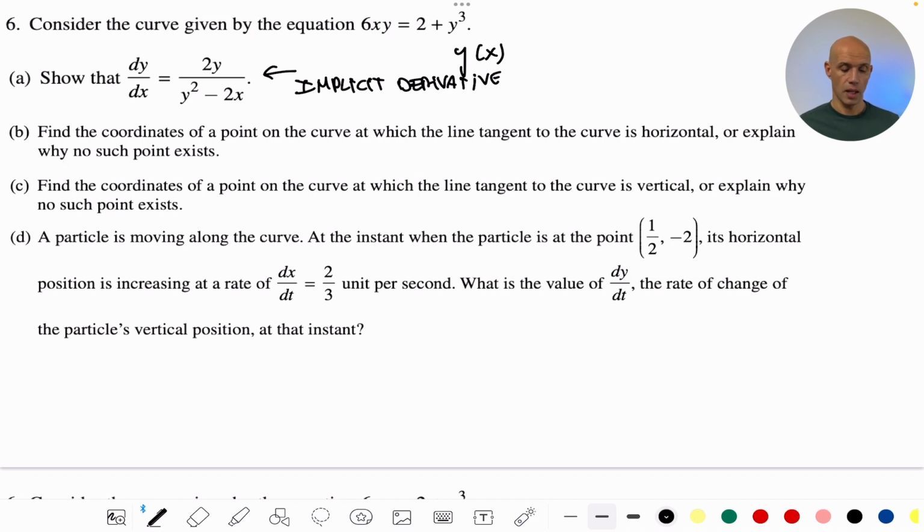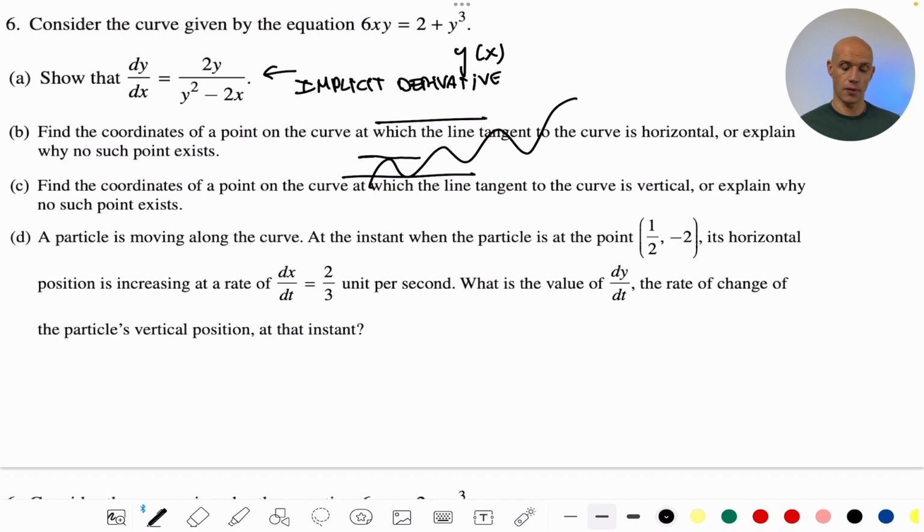The next question is: find the coordinates of a point at which the line tangent to the curve is horizontal, or explain why it does not exist. That's always tricky, because probably you will find that there is a horizontal line, but then the point is, if I have a curve like this, I may find a horizontal line maybe here, but it does not necessarily mean that the point, maybe at a different height, belongs to the curve. So we will see that, okay?